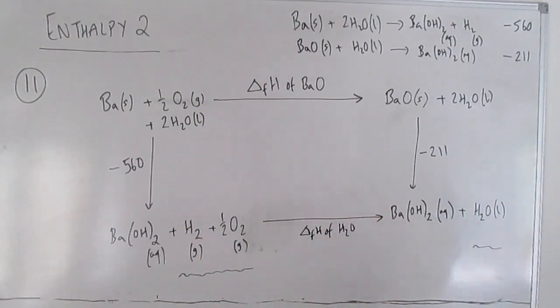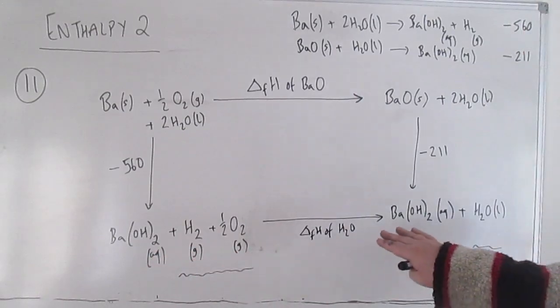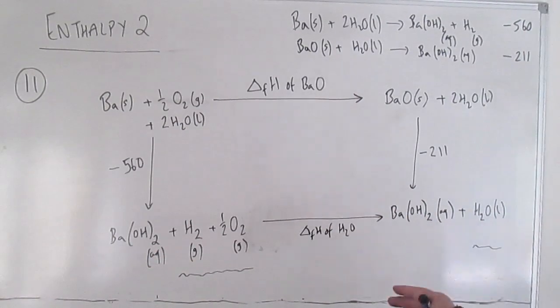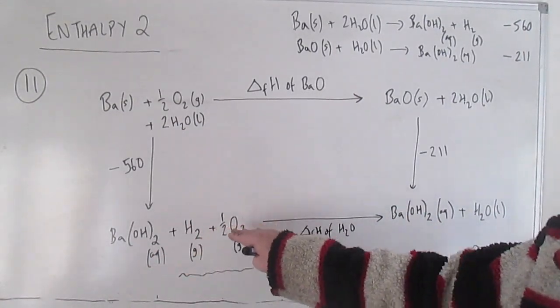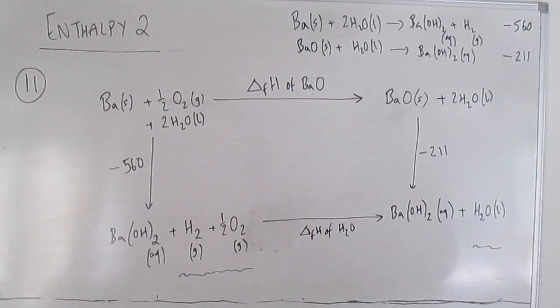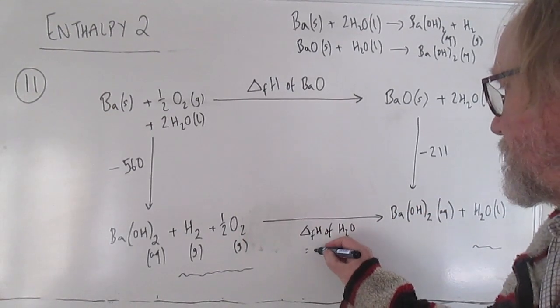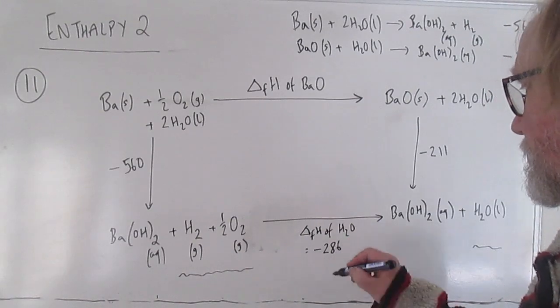It doesn't look like it at first sight because you think, what's all that barium hydroxide doing there? But you can see the barium hydroxide didn't change. So you just cancel it out and say, right, what's left is H2 plus half O2 goes to H2O. So that's delta H of formation of water, which is minus 286.